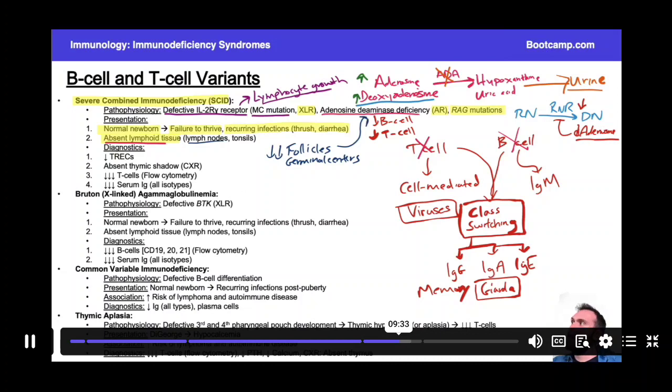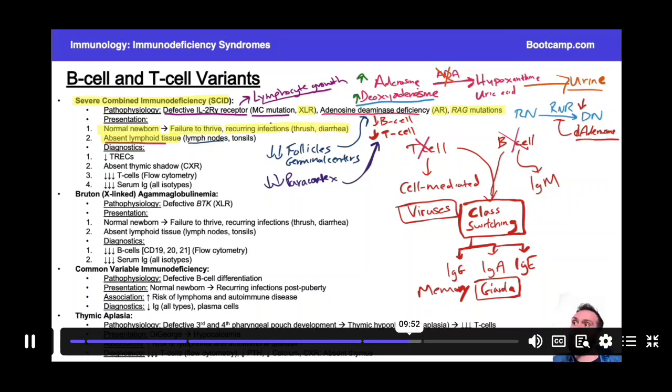Now, on the other hand, if I told you that the paracortex is absent or hypertrophied, for example, a very small paracortex, we might be talking about T cells. This all goes back to the first video where we had to understand, where do the B cells come from? Where do the T cells come from? And so it's kind of integrating that information.